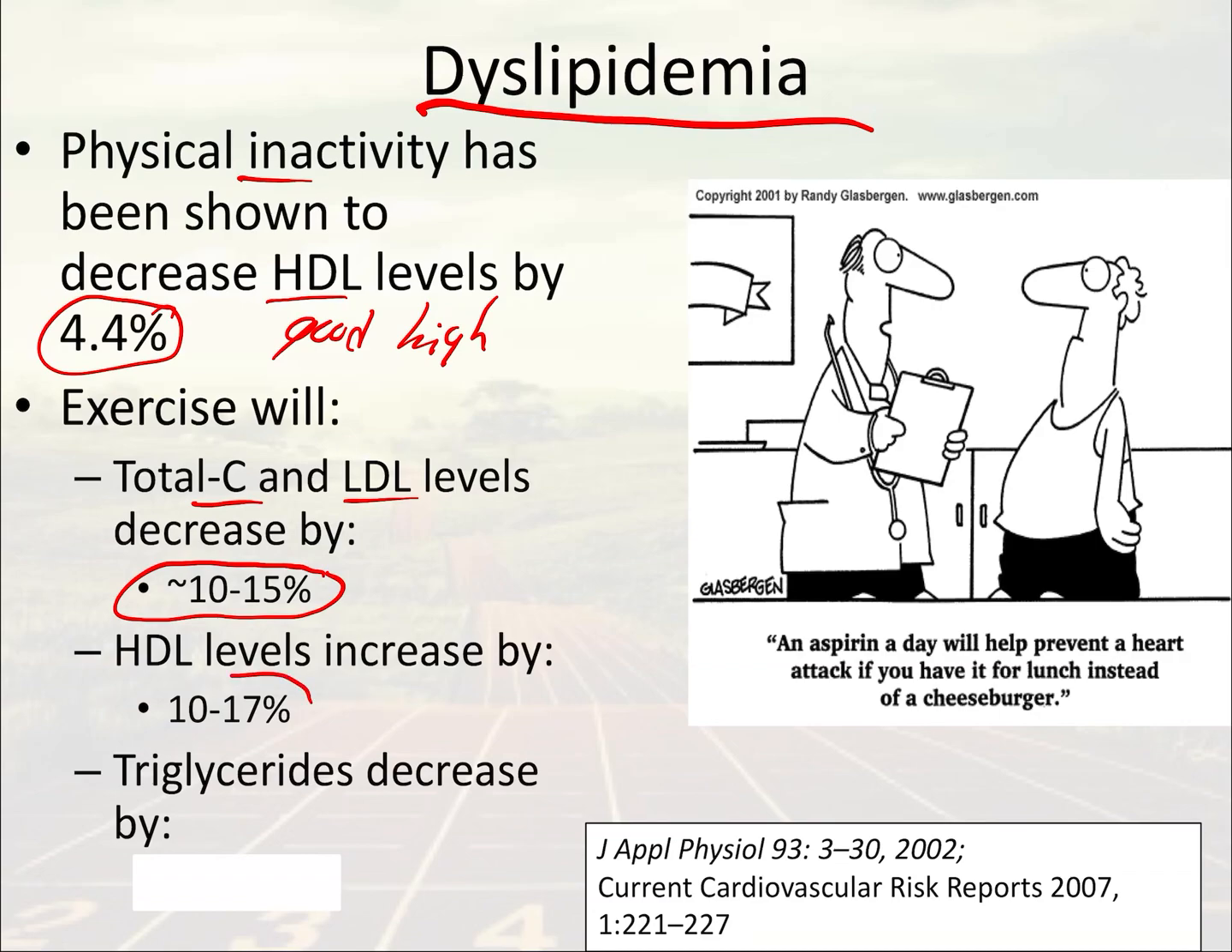Exercise can increase HDL levels by quite a bit, 10 to 17%. Exercise can decrease triglycerides by 10 to 20%. All of these are related to atherosclerosis and buildup of plaque in the arteries.